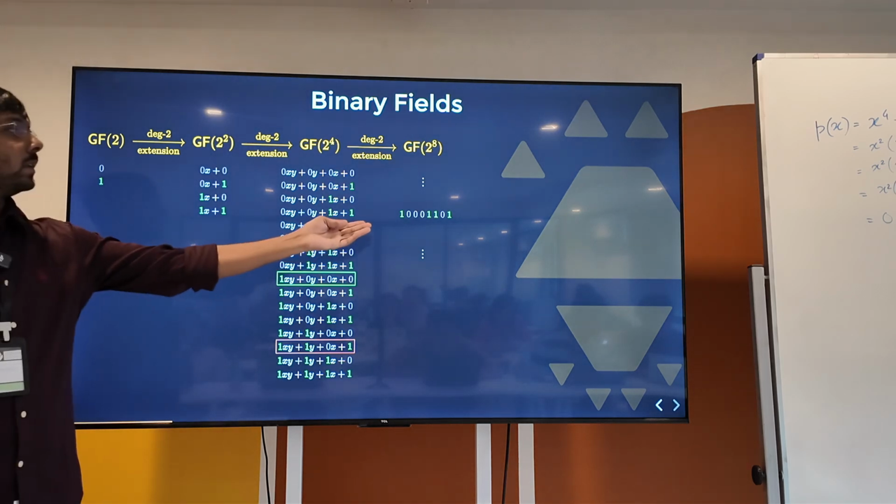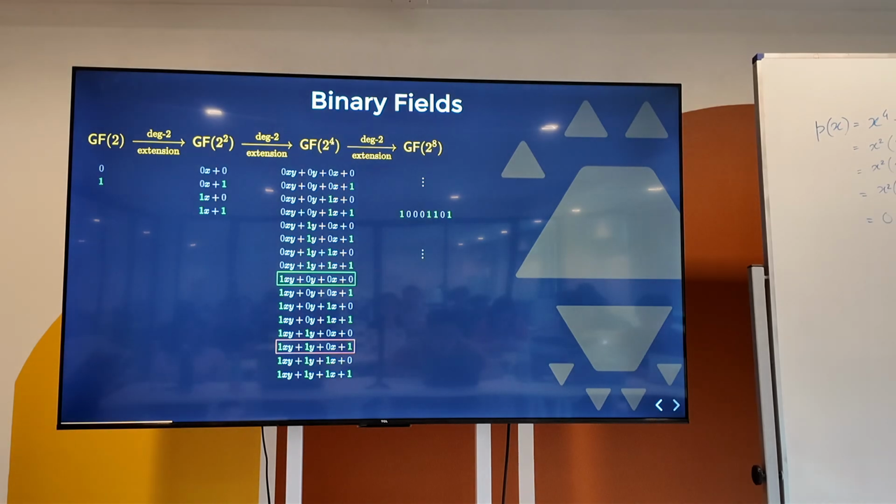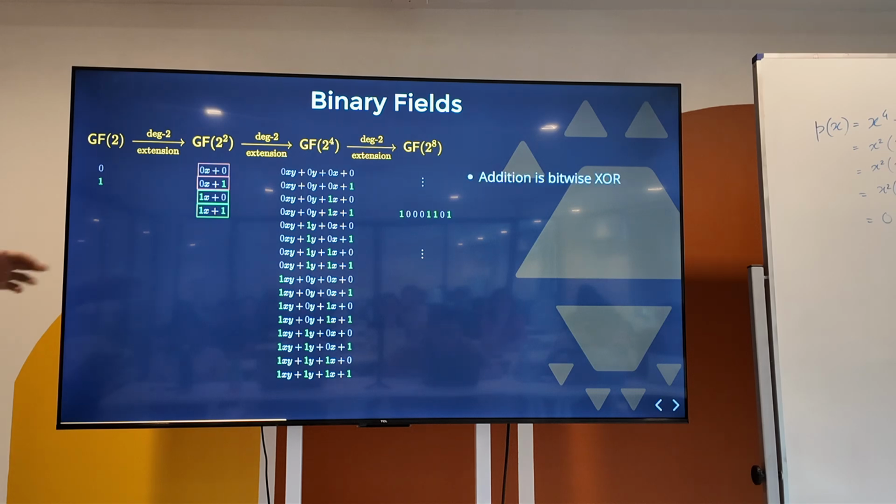Because effectively, if you have a binary number, an 8-bit number, you can just split the most significant 4 and least significant 4 bits, and you get 2 elements. Those 2 elements are nothing but elements from the previous field. And again, you can do the same thing in GF(2^4), and map it back to 2 elements from your previous field. You can keep doing this recursively until you realize that everything just boils down to your base field.